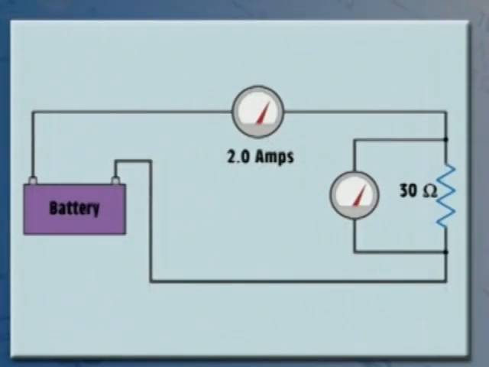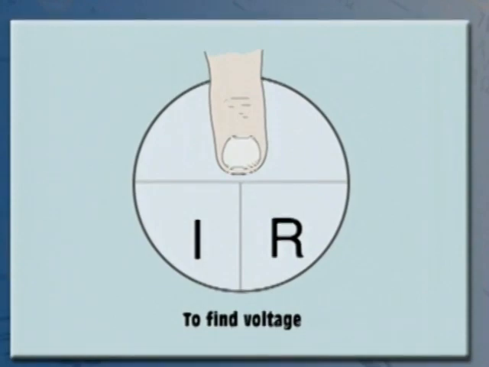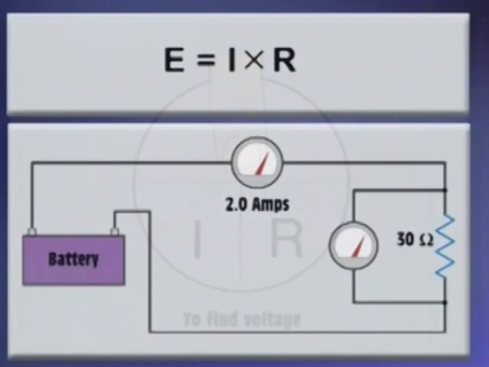Assume that a circuit has a current flow of 2 amperes when connected to a 30-ohm resistor. How much voltage is applied to the circuit? Again, the formula chart indicates the correct Ohm's law formula to determine this voltage. Since the letter E represents voltage, cover the letter E in the chart. The chart indicates the formula E equals I times R.